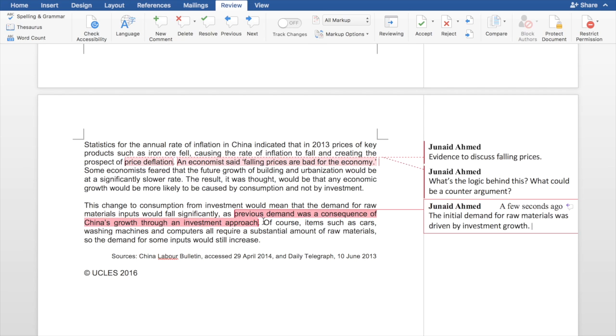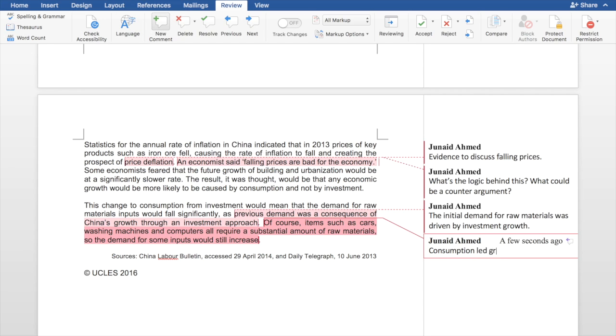So firms putting money into the production process, increasing and expanding output. Of course, items such as cars, washing machines, and computers all require a substantial amount of raw material, so the demand for some inputs would still increase. So this is consumption growth, consumption-led growth.